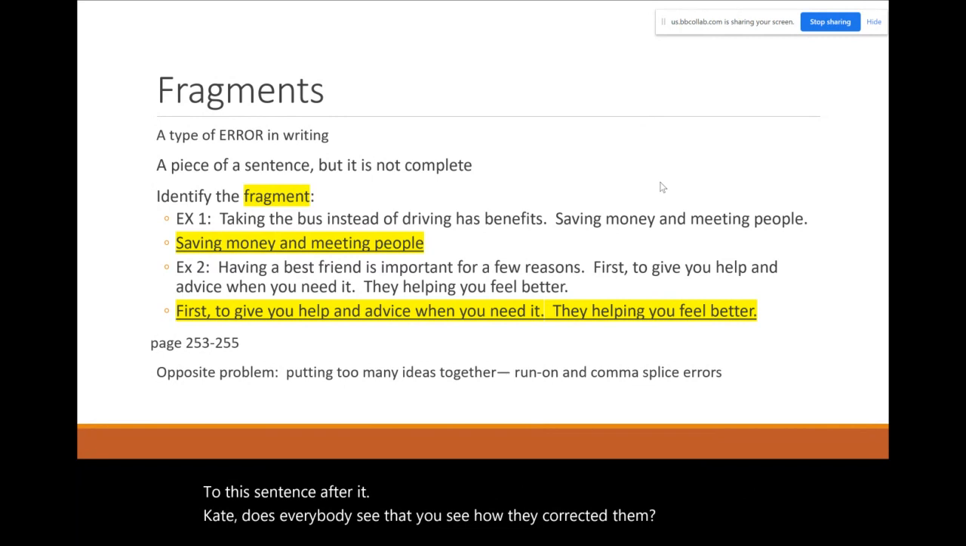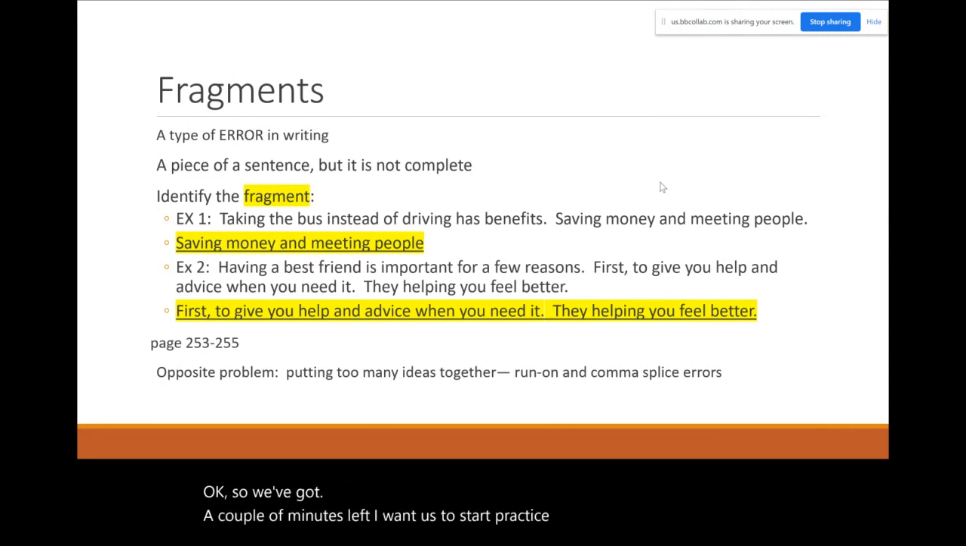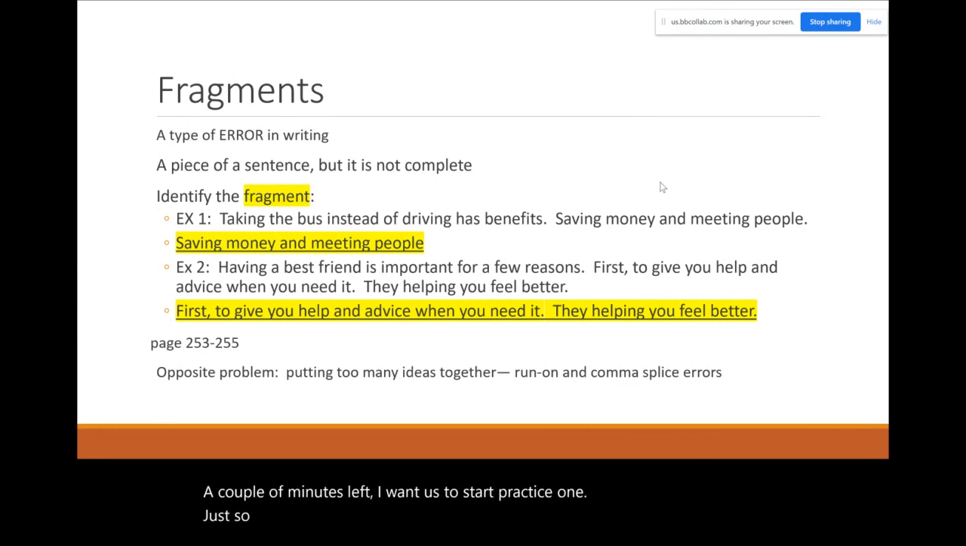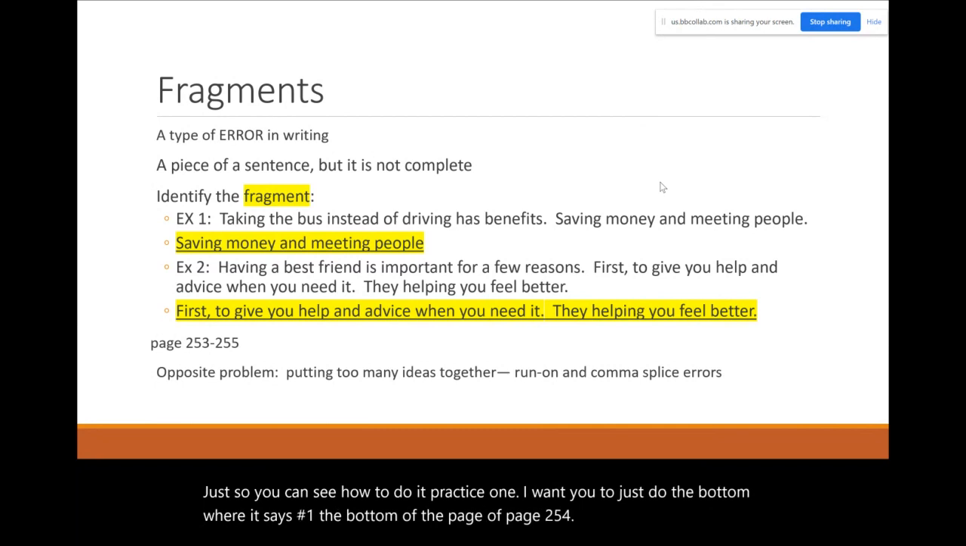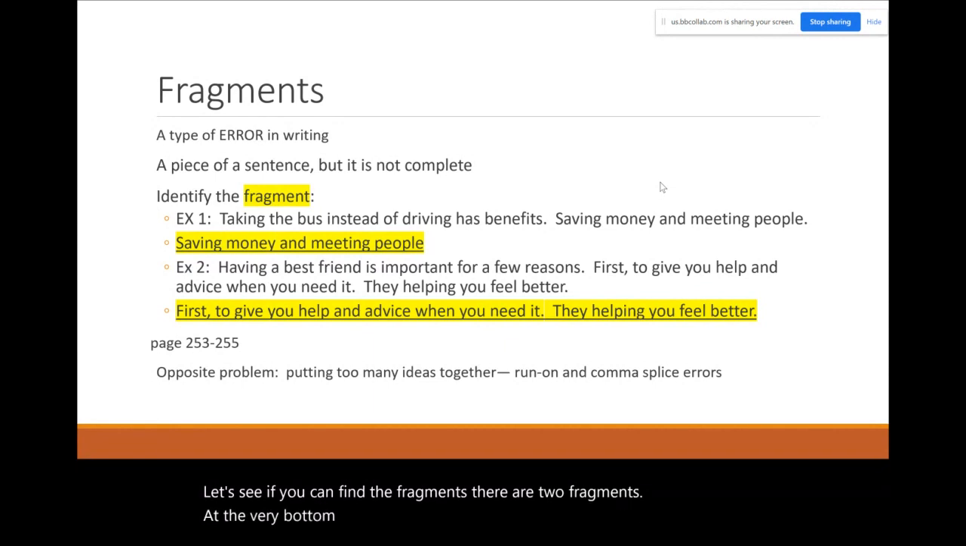Okay, so we've got a couple minutes left. I want us to start practice 1, just so you can see how to do it. Practice 1, I want you to just do the bottom where it says number 1, the bottom of the page of page 254. Let's see if you can find the fragments. There are 2 fragments at the very bottom of page 254. Let me know if you find a fragment.